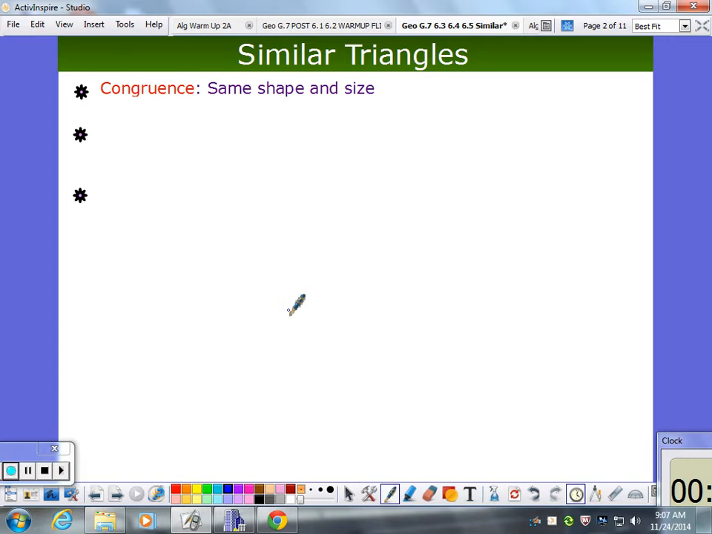So let's review what congruence means. Congruence means that two or more figures have the same shape and the same size. So what does similar mean for similar polygons? Similarity, they have the same shape. So if you notice what's missing, size does not have to be the same. They are the same shape, but not necessarily the same size. They are proportional. That's how we think about it.